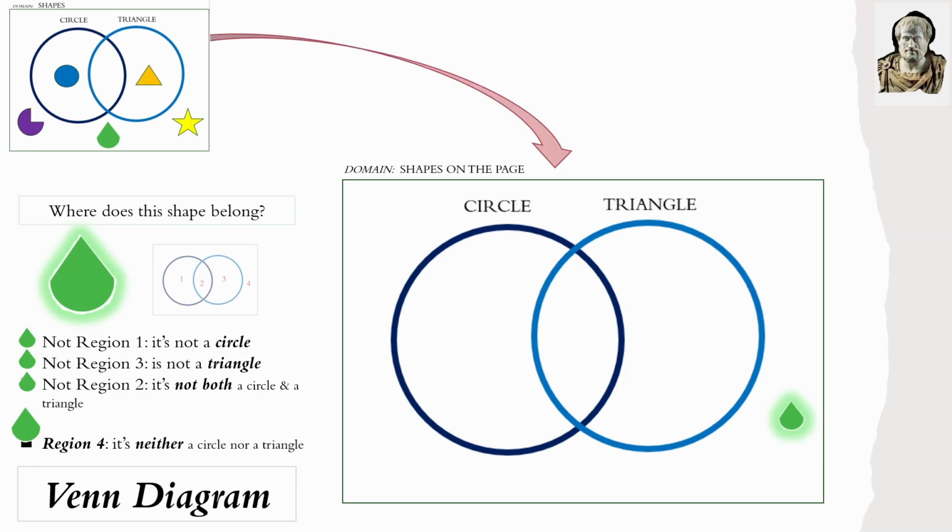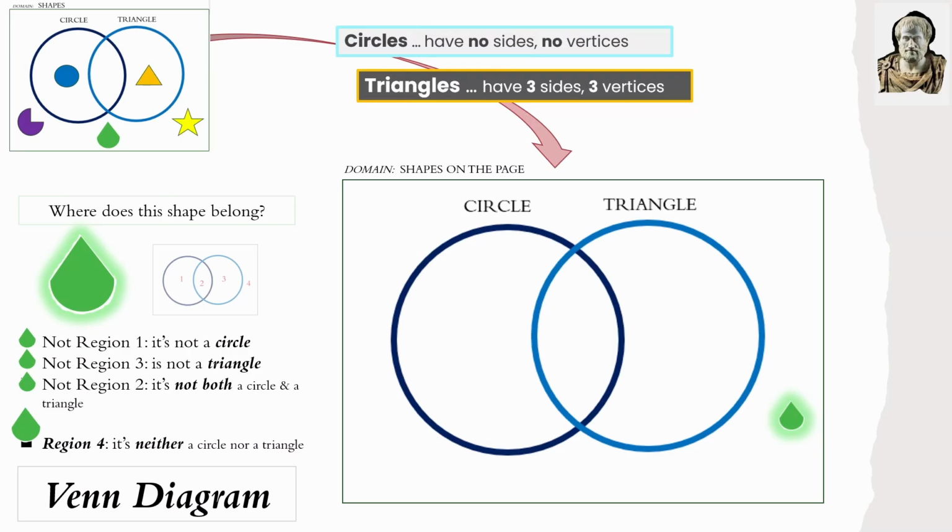So when you're putting the shapes in, you have to use the definitions. The shapes that don't satisfy the circle definition don't get to go into the dark blue here, and the things that don't satisfy the triangle definition don't get to go into the lighter blue.